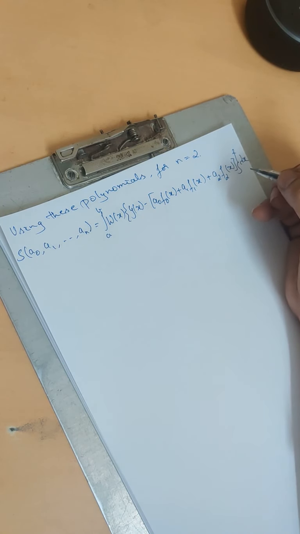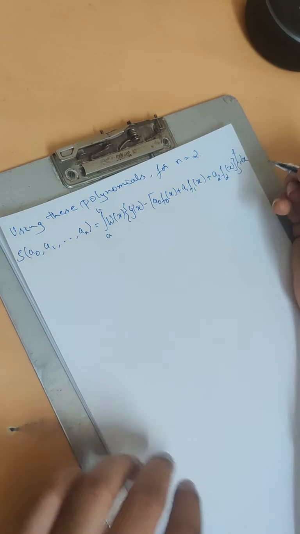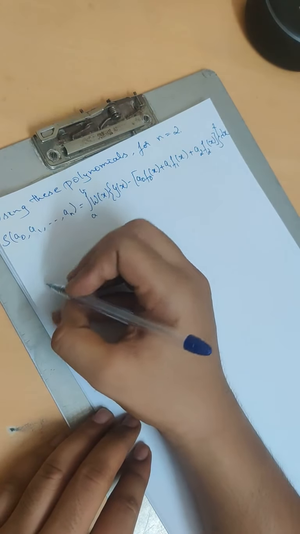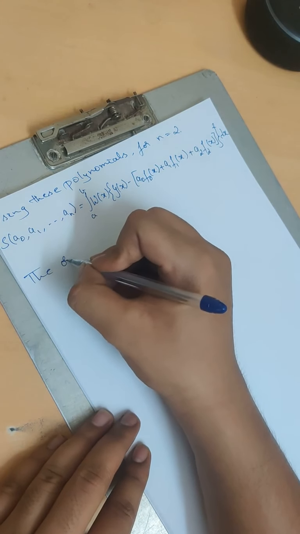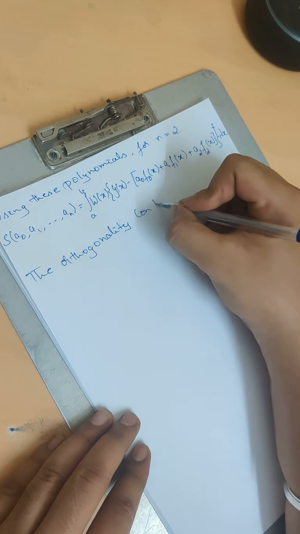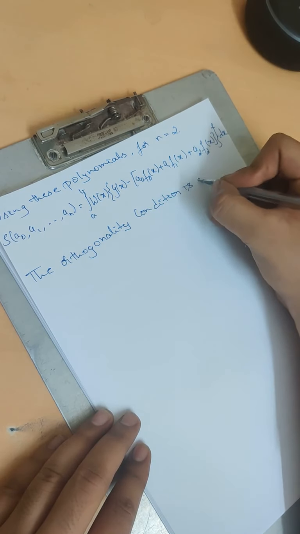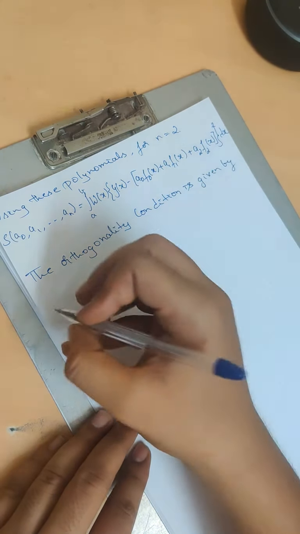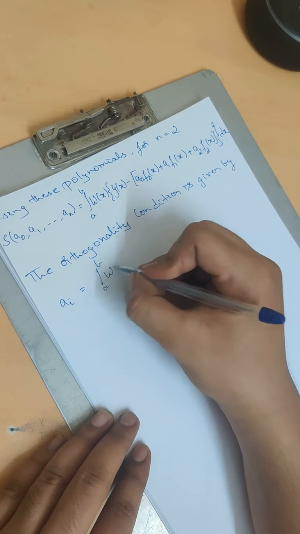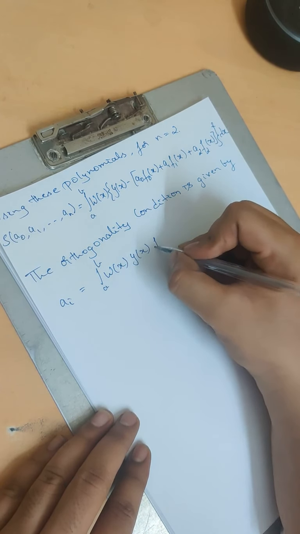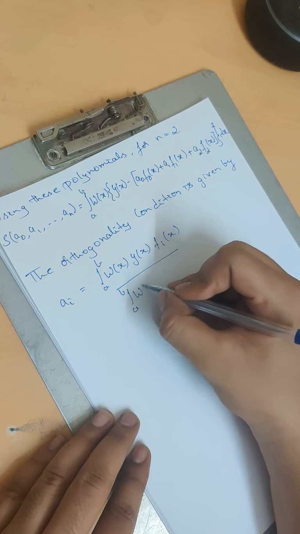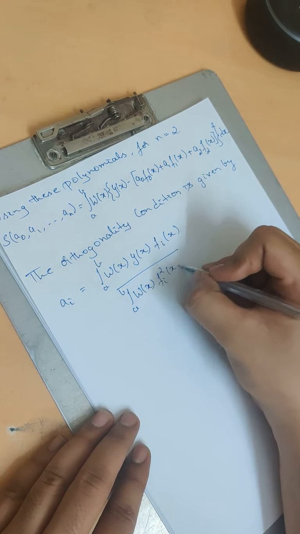Now the orthogonality condition. When I defined orthogonality and explained it, I said the orthogonality condition is, in the end, to find the constants a0, a1 and a2. So the orthogonality condition is given by ai is equal to integral a to b w of x y of x fi of x divided by integral a to b w of x fi square of x dx.